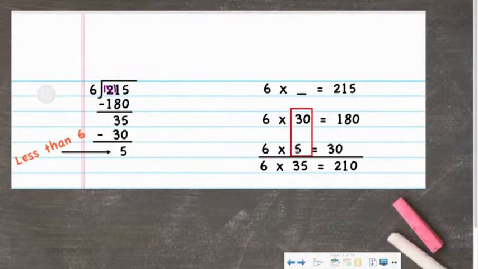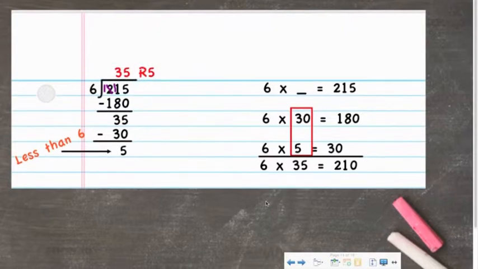So over here I need to add up all of my factors. I end up with 6 times 35 equals 210. So now what I do is put my quotient at the top, which ends up being 35, and then I have a remainder of 5.